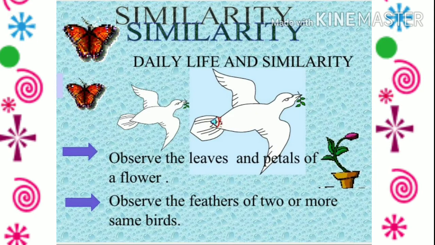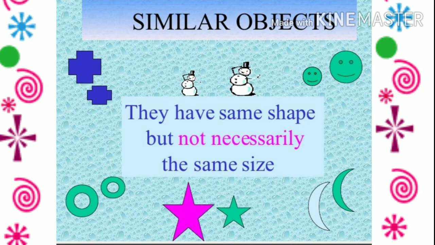In our daily life, we are seeing many things. Observe the leaves and petals of a flower. Observe the feathers of two or more birds of the same kind. Everything is similar. The general meaning of similar objects: they have the same shape but not necessarily the same size.